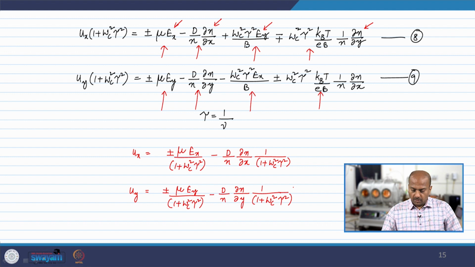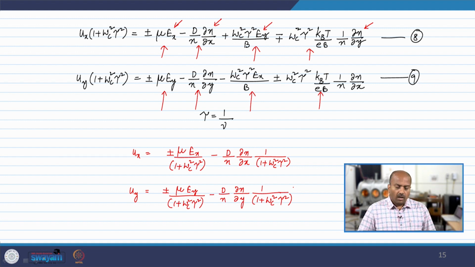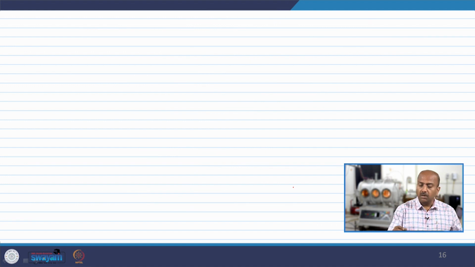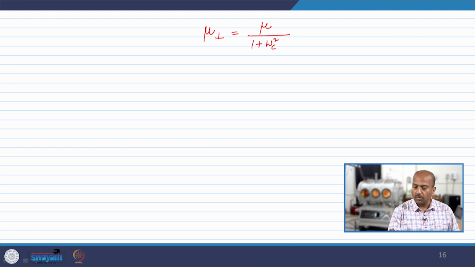Right. So, this is a modified scenario. We just have everything else pushed to the right side. Now, the mobilities and the diffusion coefficients that we see here are basically perpendicular to the magnetic field. So, we can now define the perpendicular mobility and perpendicular diffusion as mu perpendicular is whatever the mu is there, e by m nu, divided by 1 plus omega c square tau square.